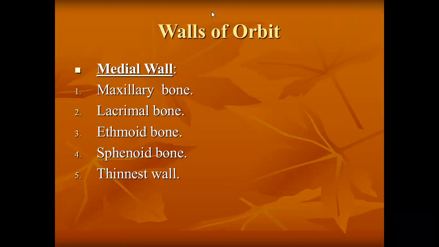While inferiorly, whenever the floor of the orbit is damaged, what will happen? It will produce herniation of the orbital contents into the maxillary sinus. So that is why, whenever there is damage to the floor of the orbital wall, the eyeball might herniate downward into the maxillary sinus.